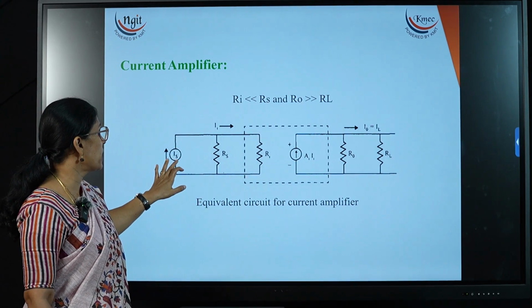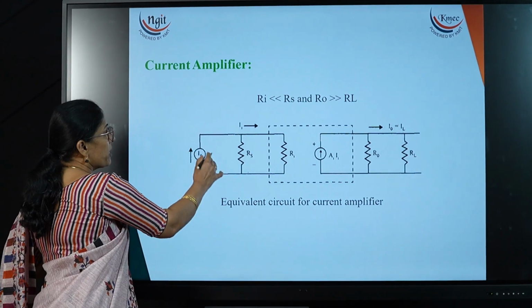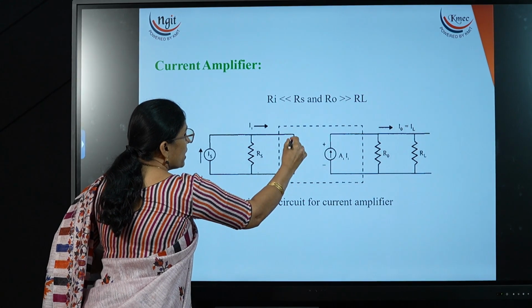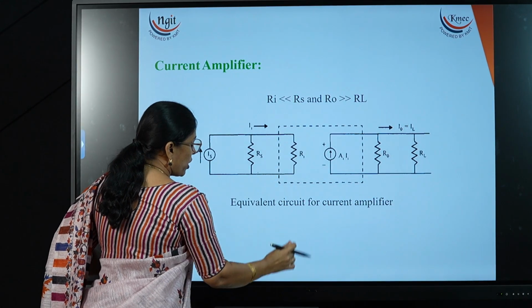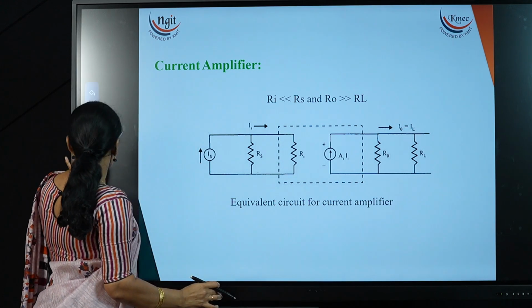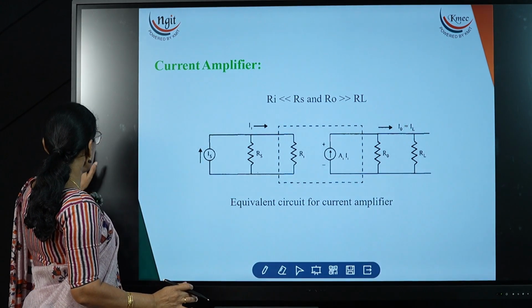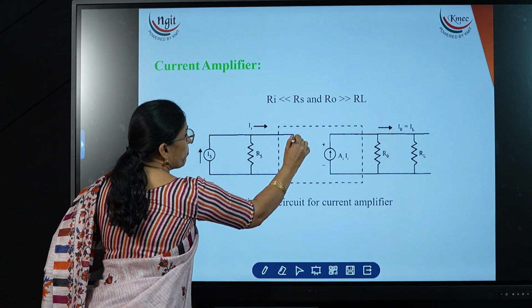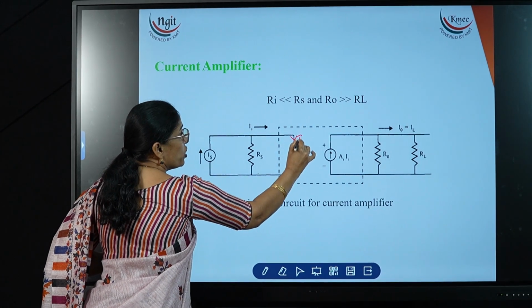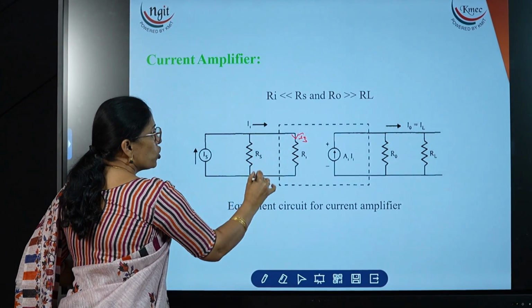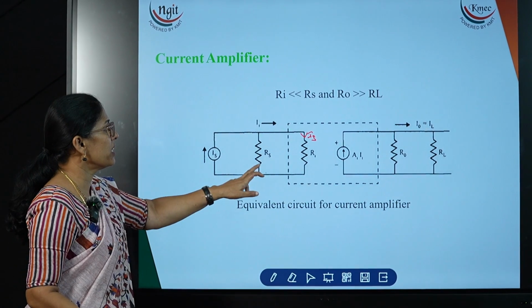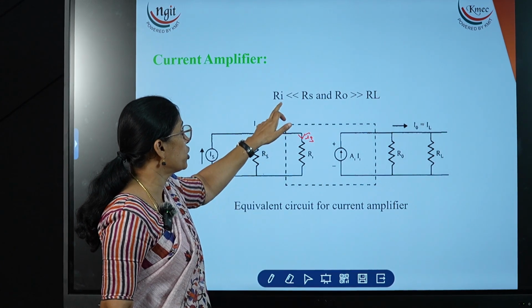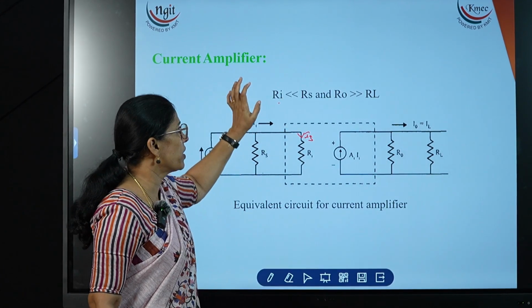If you are applying the current source, then the complete current should flow through this resistor. That means here the RS value should be greater and the RA value should be less. Then only the amplifier takes the complete signal. Whatever current we are applying, everything should flow here, which means this value should be much higher. The higher the RS value, the better the amplifier takes the input signal. That's why RA should be lesser for the current amplifier.